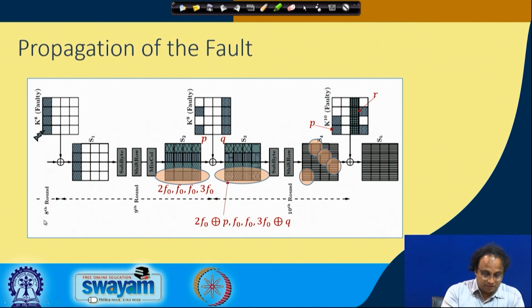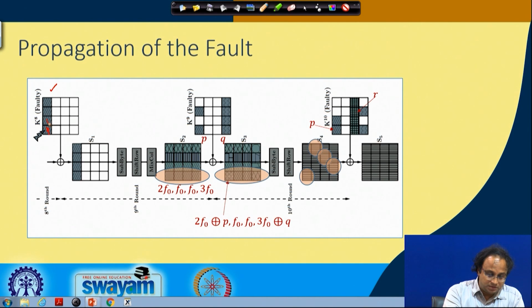So here we take the input of the 8th round, and remember that I am considering the effect of the fault. This is my fault propagation that I have seen, P, P, P, P, written in a horizontal fashion. This is exactly the 9th round differential, and this is the 10th round differential, as we have seen.